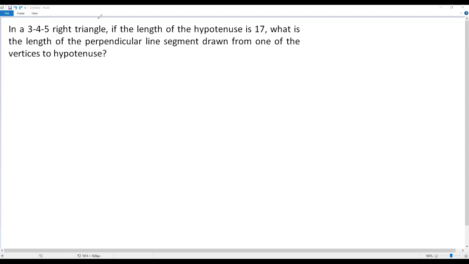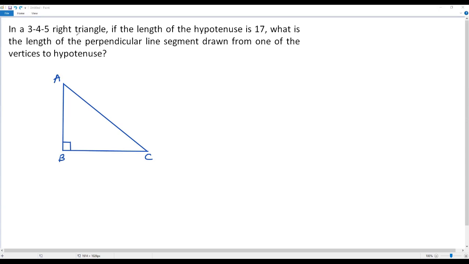Okay, first let me draw a right triangle. Here I have drawn a right triangle. Let me name the vertices. Here we have A, B, C, and we have B at the right angle over here. And this AC represents the hypotenuse of the triangle. And also the question says it's a 3, 4, 5 right triangle.